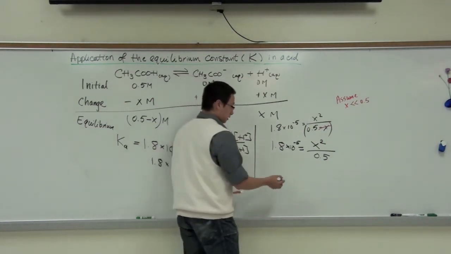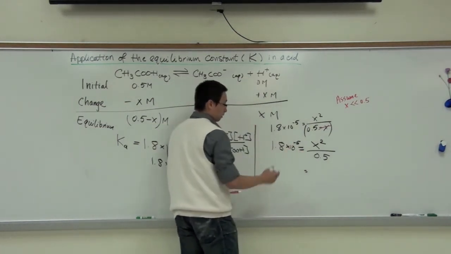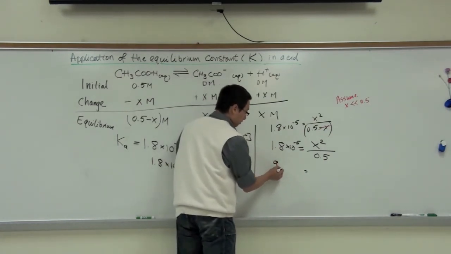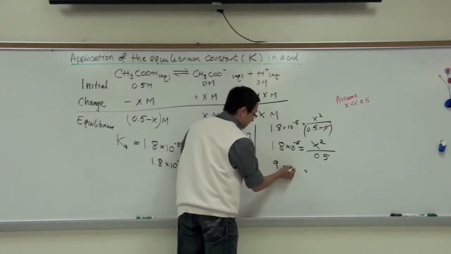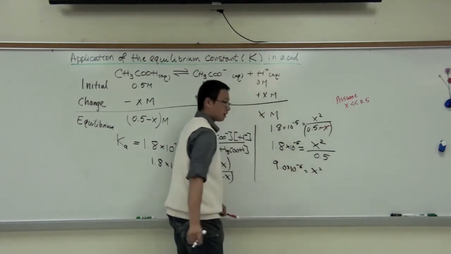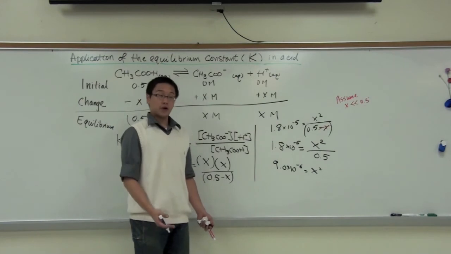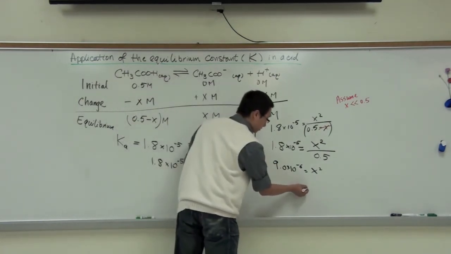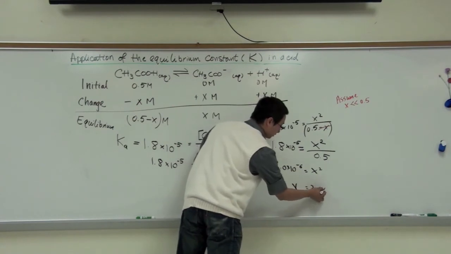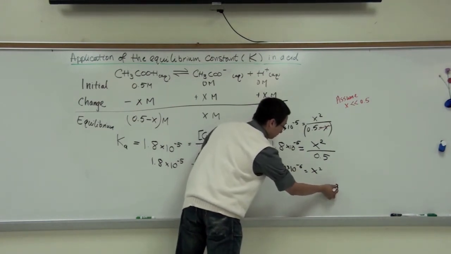So we can calculate it. Multiply 0.5 on both sides. You have 9.0 times 10 to the negative 6 is equal to x squared. And then you take the square root on both sides. You have x is equal to 3.0 times 10 to the negative 3.